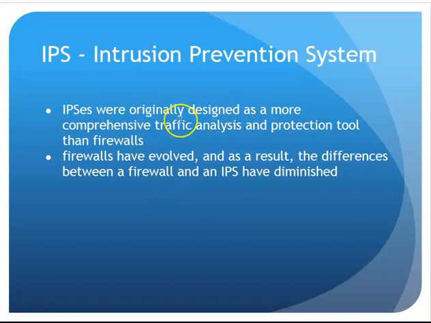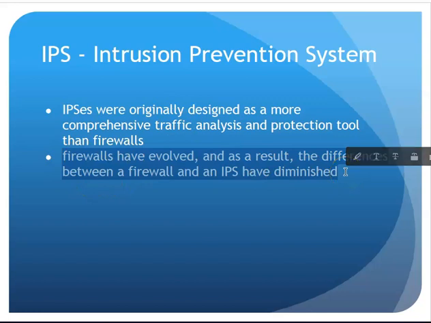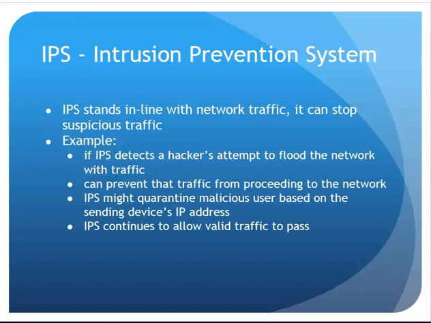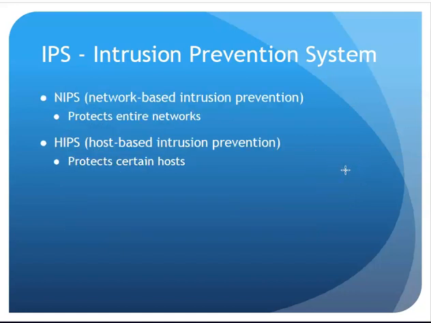IPS was originally designed as more comprehensive traffic analysis, but some of our firewalls have evolved in such a way that there's a very fine line between firewalls and IPSs now. In some cases, the firewalls are doing a lot of the functions of an IPS. IPSs stand in line with the network traffic and can stop suspicious traffic. So if we have an IPS detecting hackers attempting to flood the network with traffic, it can literally detect that and prevent traffic from that source from flooding the network and shut that down. That would be an advantage over just getting the alert. It's actually trying to respond for us.